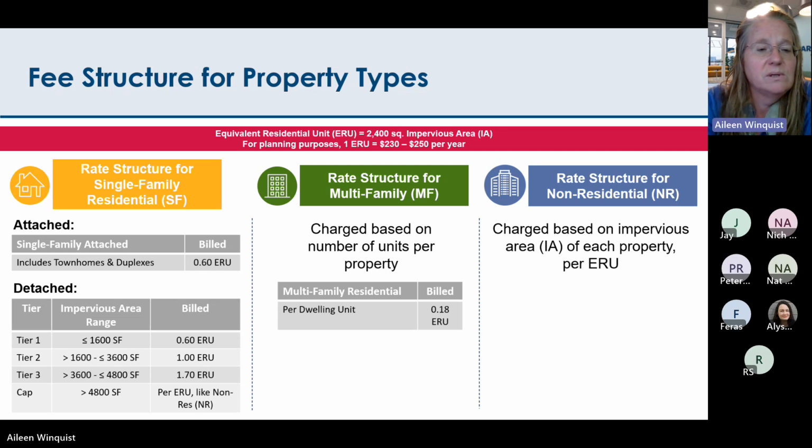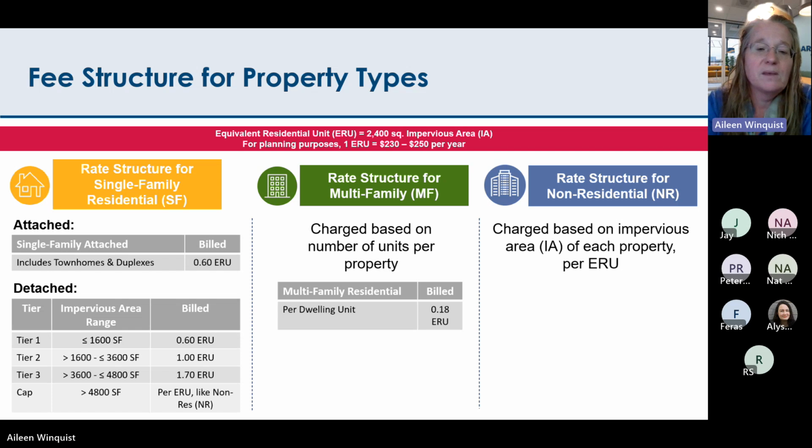Then we have tier 2, which is between 1,600 and 3,600 square feet. That is 1 ERU. And then tier 3 and tier 4 for single family are properties with a higher amount of impervious area at 1.7 ERU, or if it's above 4,800, it would just be billed for the number of ERU.